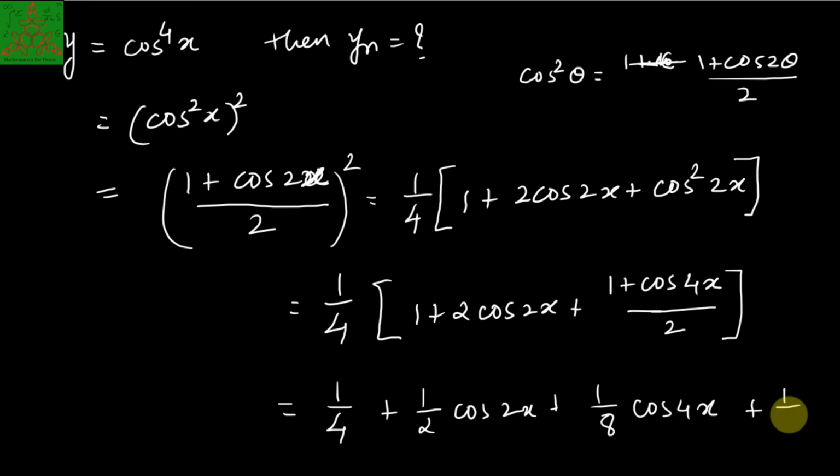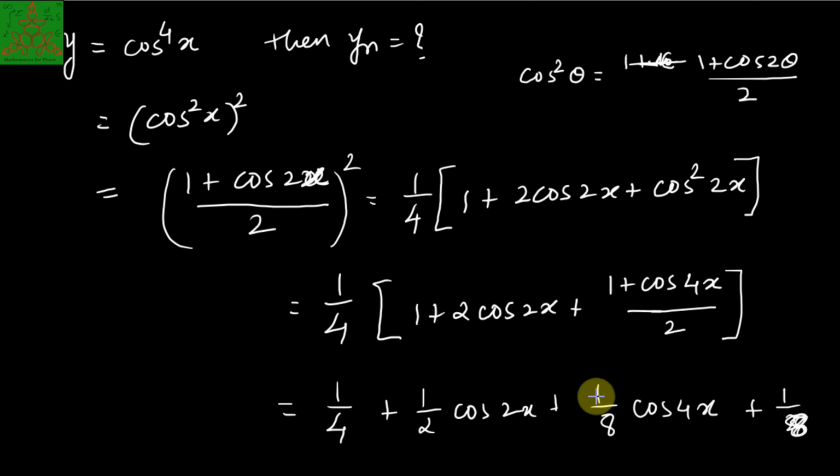plus 1 by 2. Now this 1 by 4 plus 1 by 8 plus 1 by 8, because it is 1 by 2 plus into 1 by 4. Now this 1 by 4 plus 1 by 8 will give you 3 by 8. So finally y is equal to 3 by 8 plus 1 by 2 cos 2x, because you can see that it is cos 2x, and 1 by 8 cos 4x.